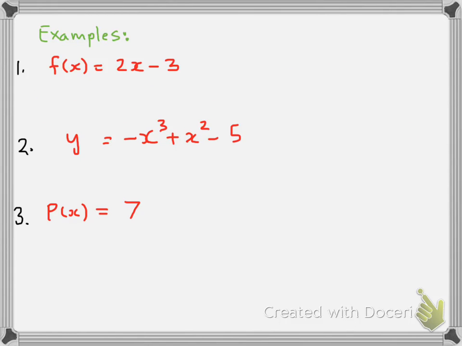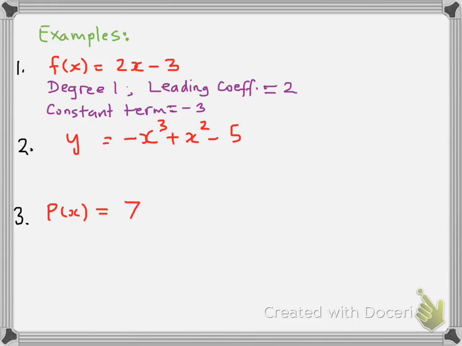For example, f of x is 2x minus 3. Y equals negative x cubed plus x squared minus 5. P of x equals 7. These are all examples of polynomial functions. And let's characterize them a little bit more. For this first one, 2x minus 3, you can see that the degree is 1. The highest exponent is 1. The leading coefficient is 2. And the constant term is negative 3. For the second polynomial here, it's a polynomial of degree 3. That's the highest exponent. The leading coefficient is negative 1. The constant term is negative 5.